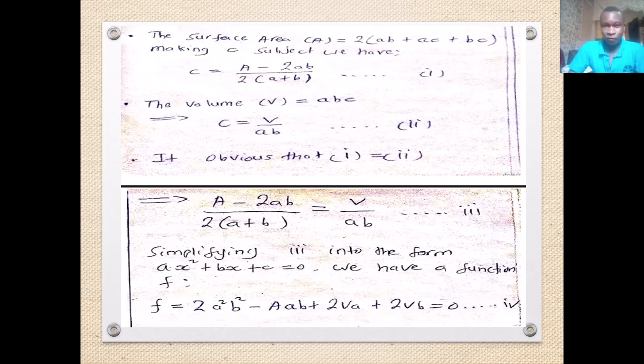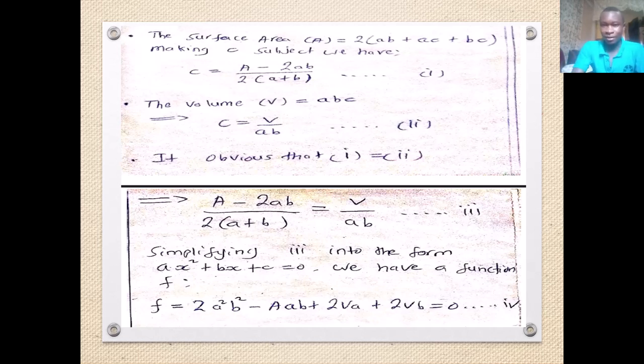Then from the expression of the volume, as we had written up there, C equals V over AB, and that's going to be our equation number 2. Then as you can see, it is obvious that the expressions of their height are equal. So equation 1 equals equation 2. That's what I've equated, as you can see. That implies that A minus 2AB over 2 into A plus B equals V over AB. That one is going to be our equation 3.